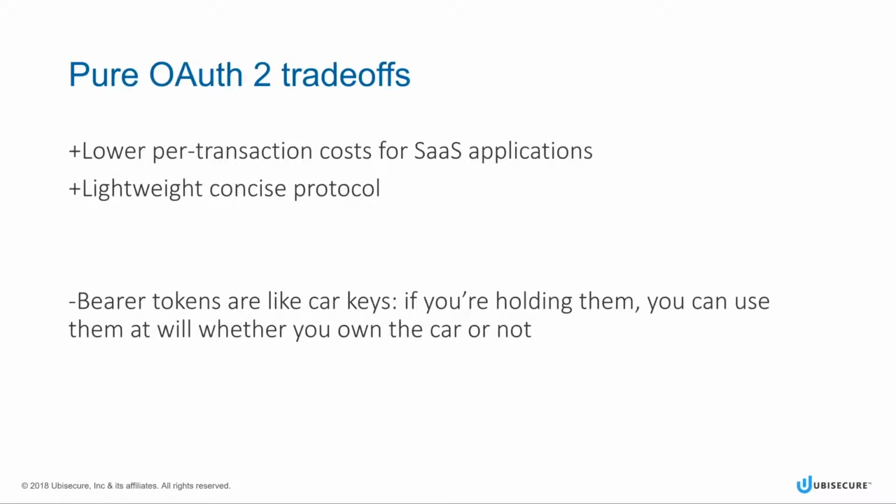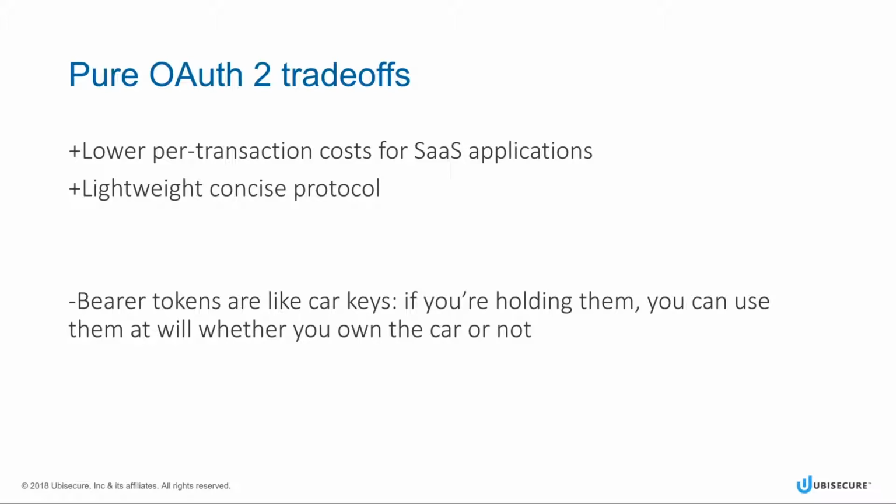Looking deeper at OAuth 2 trade-offs, the first point is that many software-as-a-service-based applications have differing transaction costs depending on the protocol used, and typically OAuth 2 is on the lower end of that spectrum. It's also a very lightweight and concise protocol, so it's been optimized for the speed of the web, where the network may be slow or sometimes unreliable. And in some of the flows, it has fewer round trips than the equivalent, for example, SAML protocol calls.